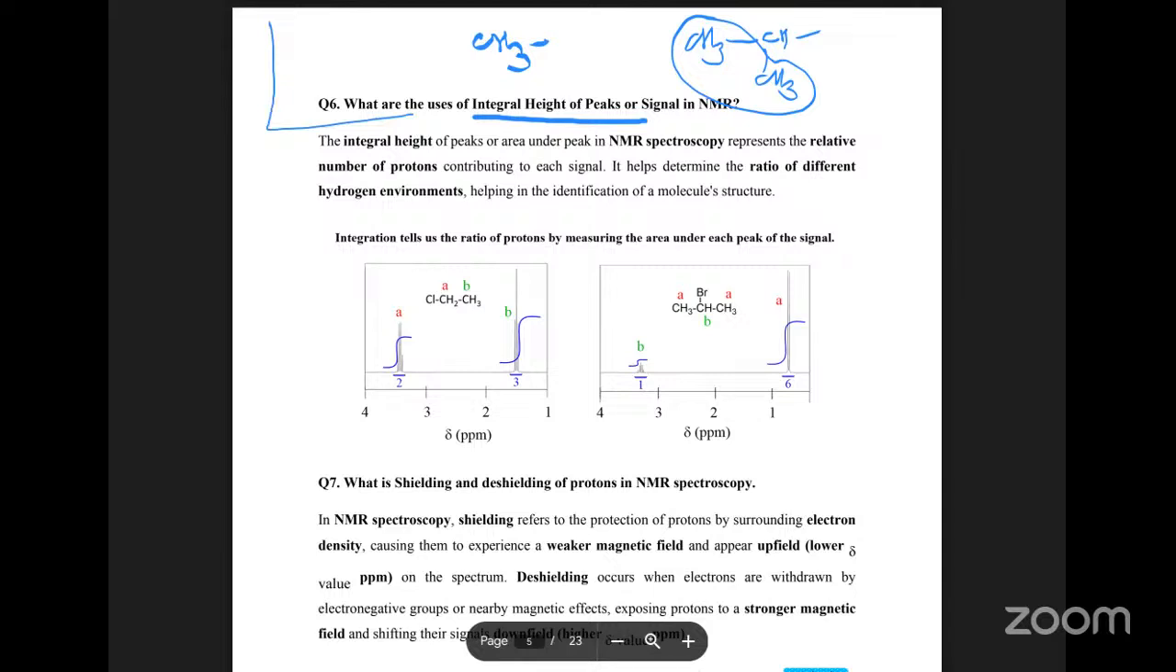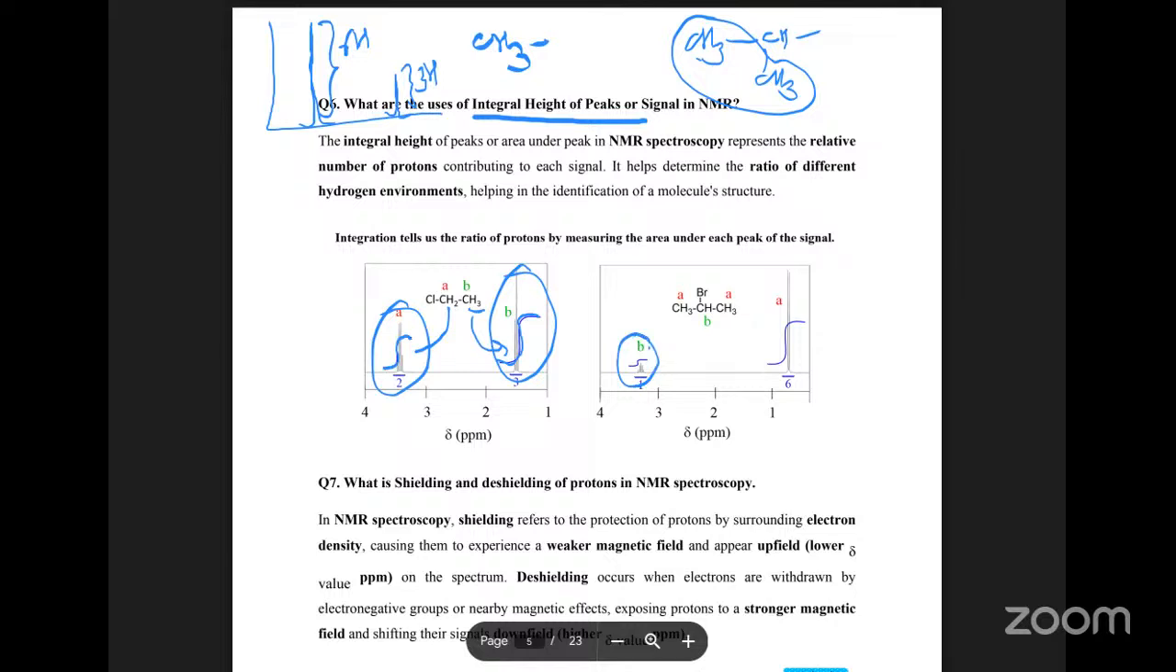spectrum, take the example here. Now if I say CH3, the height will be this. If there are 2 CH3, the height of the peak will be double. So this integral height will equal 6 protons, and this integral height will equal 3 protons. That means the height of the peak in the NMR spectrum is directly proportional to the number of protons. Take the example here: this B has 3 protons, so the height is more, and this has 2 protons, so the height is less. So this is what we call integral height.